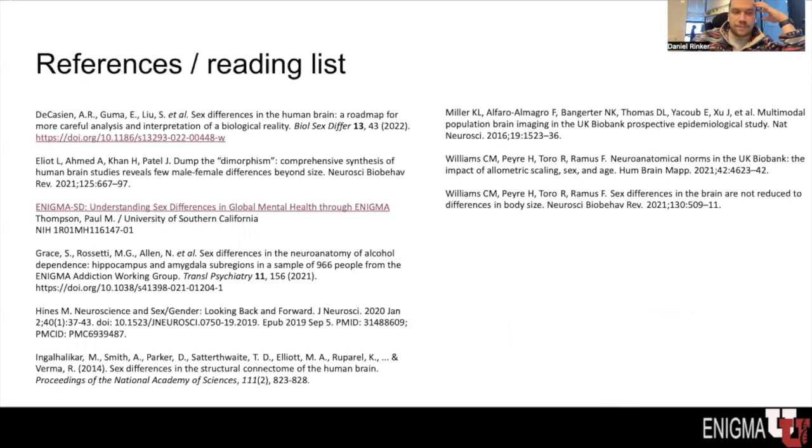So here are my references from today's talk. This can serve also as a bit of a reading list. I definitely recommend starting with the Dicasian paper and moving on. And you can also read the argument that there are no differences in this Elliott paper here.